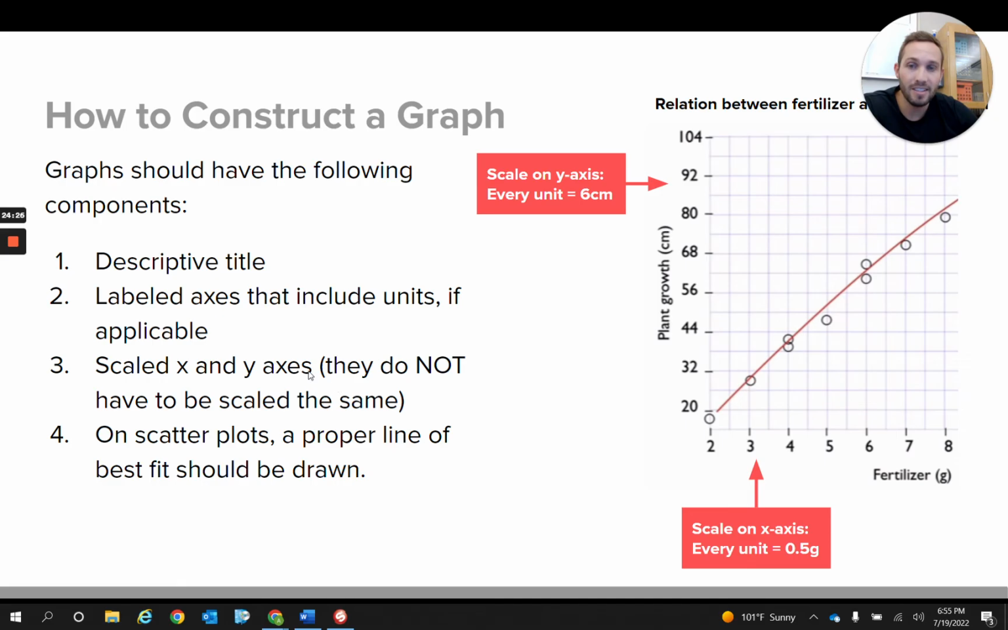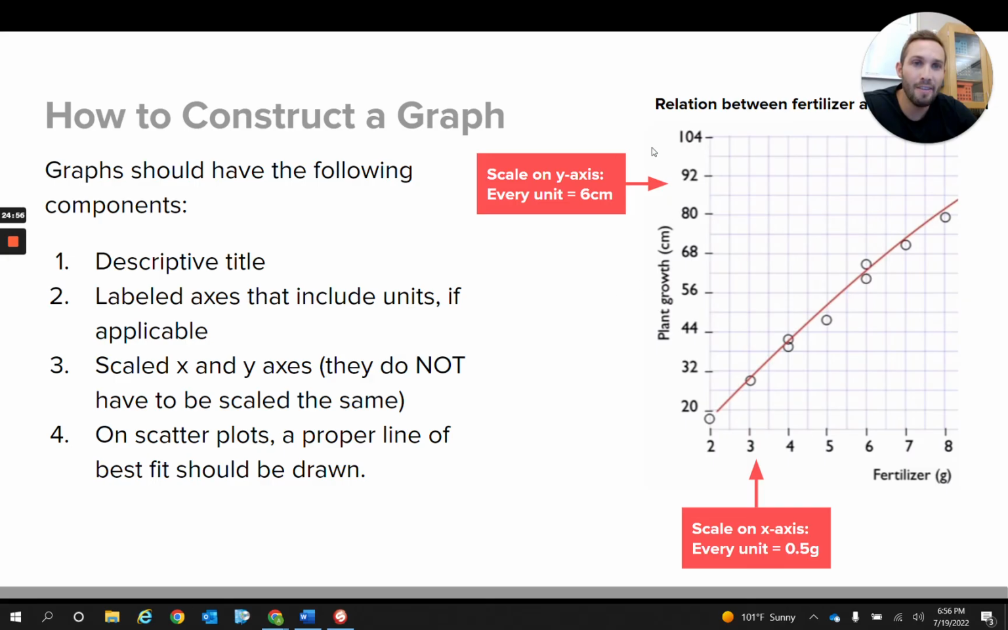And then you have to scale the x and the y axis. A scale means you have to figure out what every box or unit represents on your graph, in a way that you can display the data so that it takes up most of your graph, but also fits on the space that you're provided. On this graph, you can see on the x-axis, every box represents 0.5 grams. That's their scale, and it's consistent all the way across. This is 2.5, then 3, then 3.5, then 4, then 4.5, then 5.